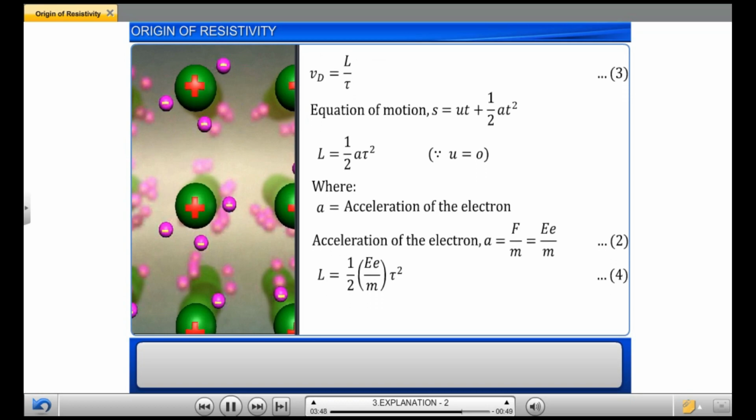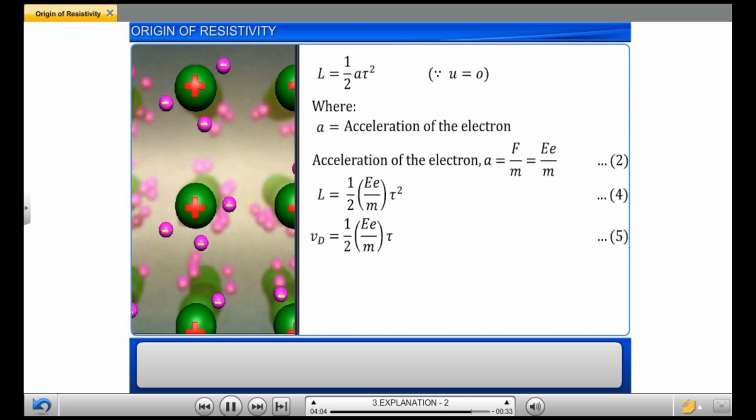Substituting the value of L from equation 4 in equation 3 and simplifying, we get Vd is equal to half e into e by m into tau. Let this be equation 5. From equation 5, it is clear that the drift velocity of the free electrons is proportional to the electric field strength E and the relaxation time tau.